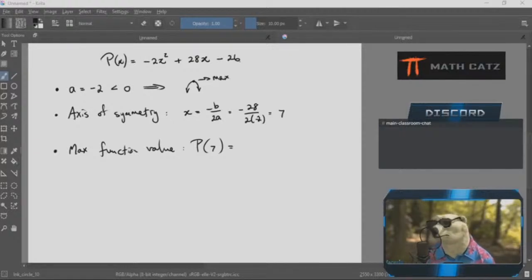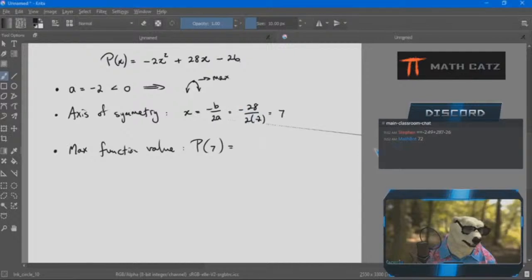Two equal signs to start MathBot. Negative 2 times 7 squared, we know is 49, plus 28 times another 7, minus 26. Give me an answer, MathBot. You're my only hope. 72.